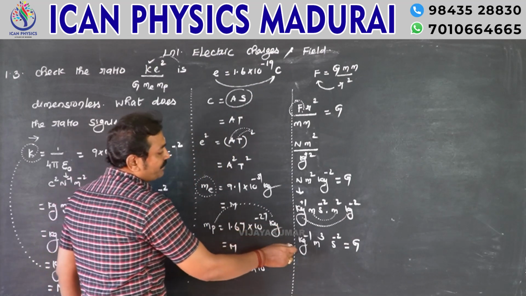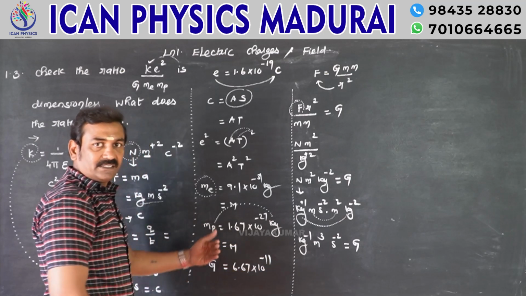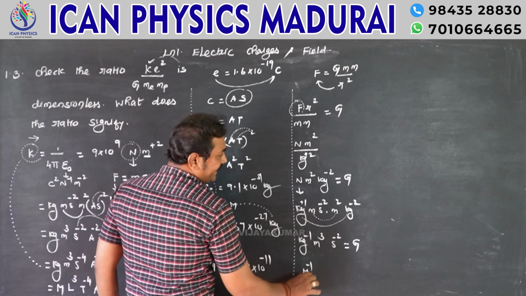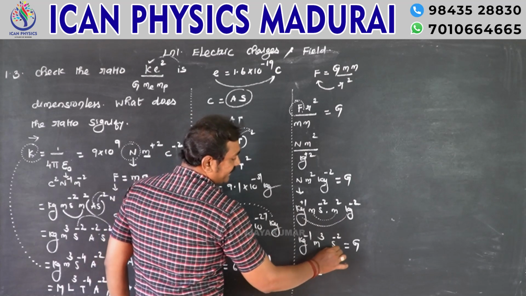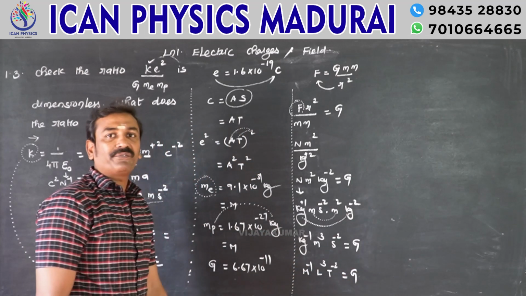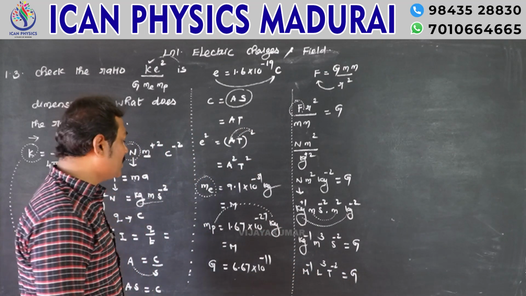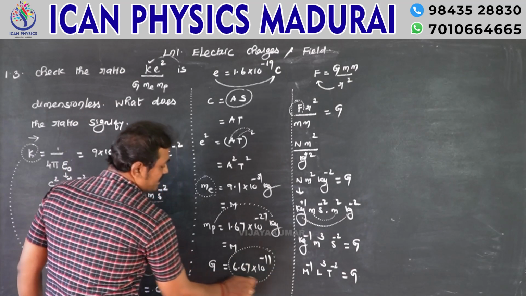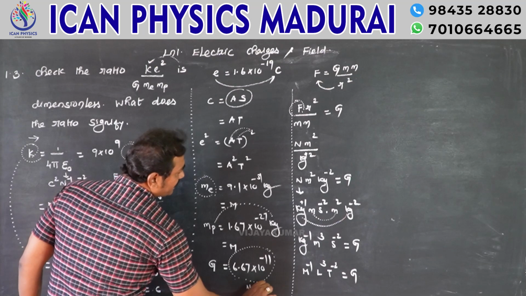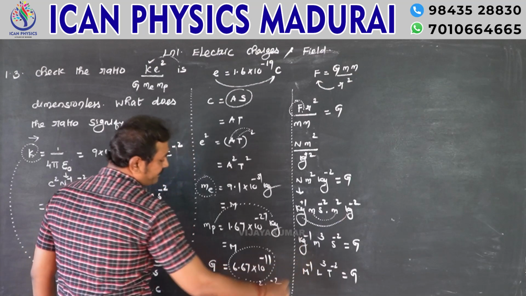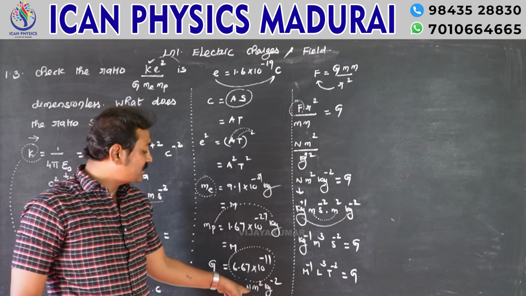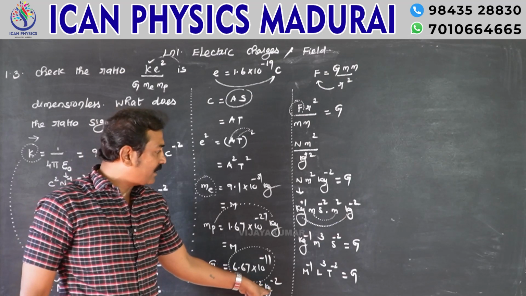So convert the unit into dimensional formula. That is M power minus 1, L power 3, T power minus 2 is the dimensional formula for capital G or gravitational constant. So now what is the unit? That is Newton meter square per kilogram square. So I know that the unit of capital G is Newton meter square per kilogram square.